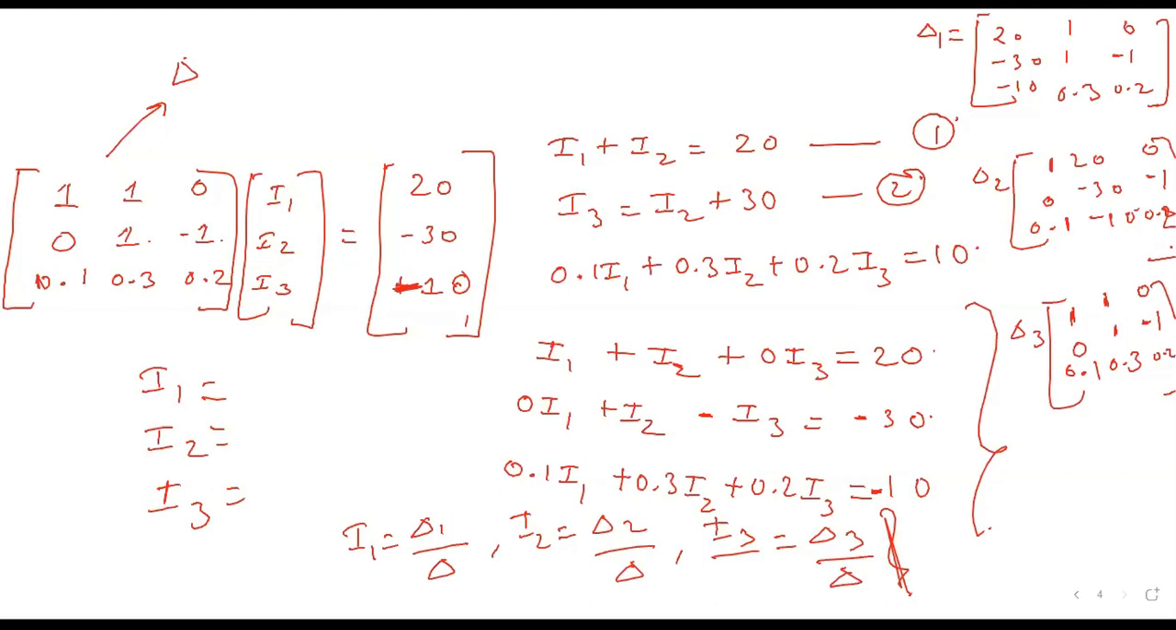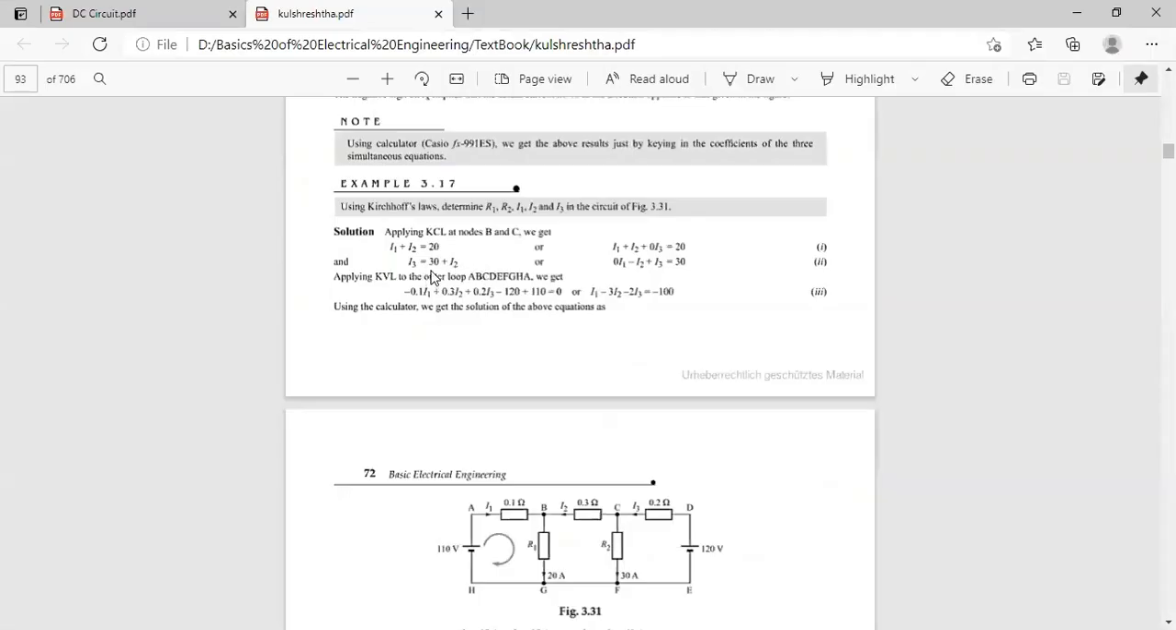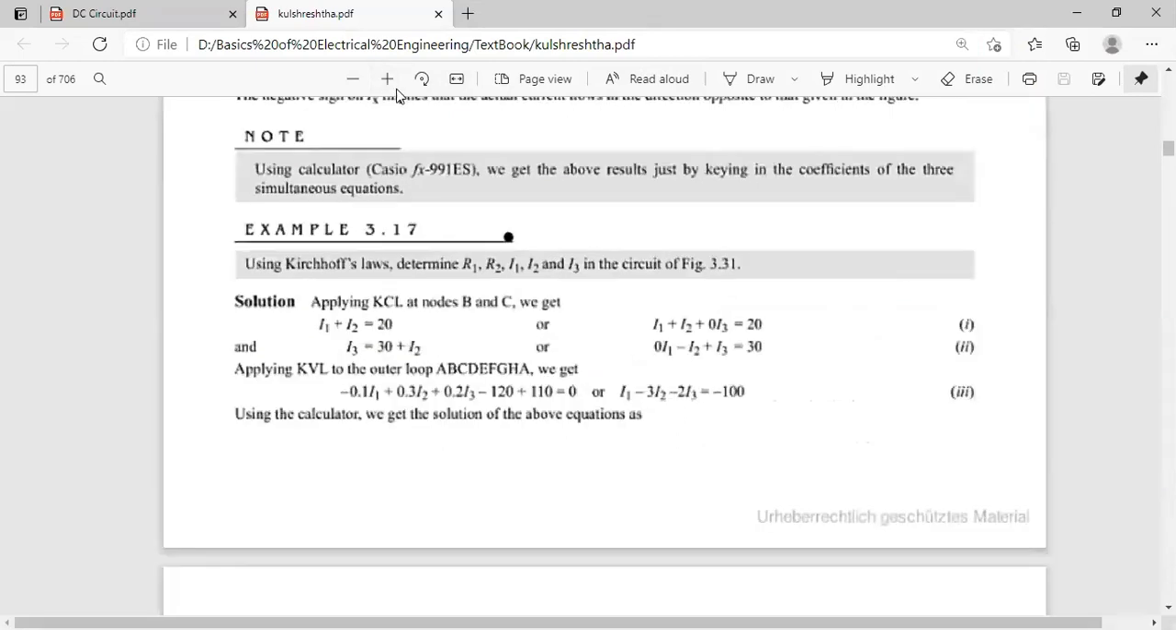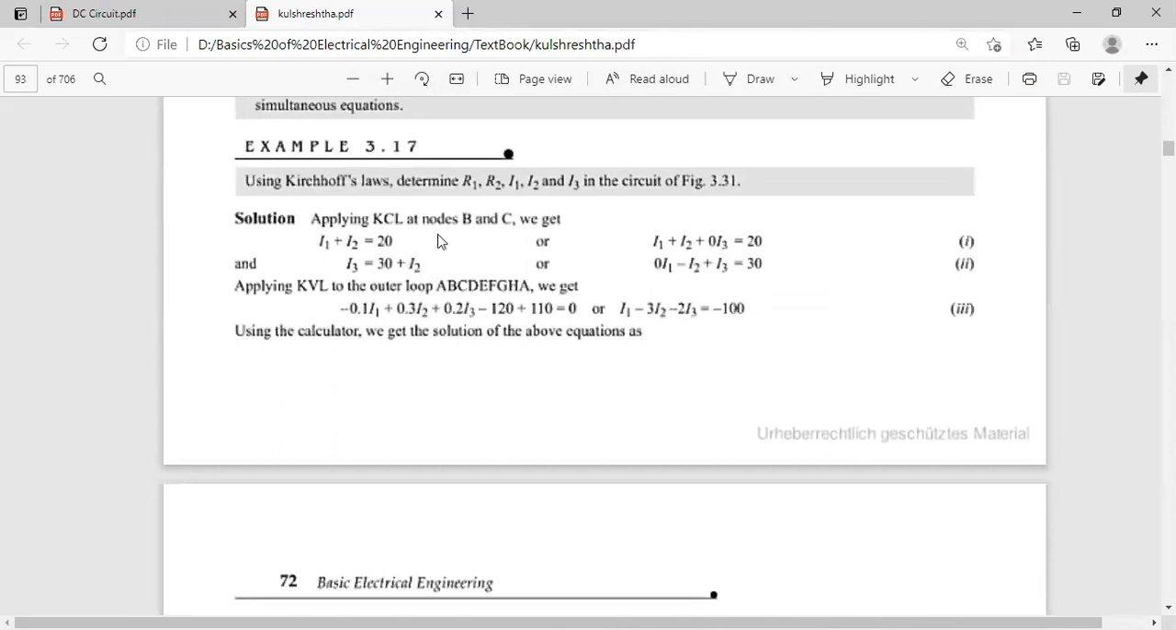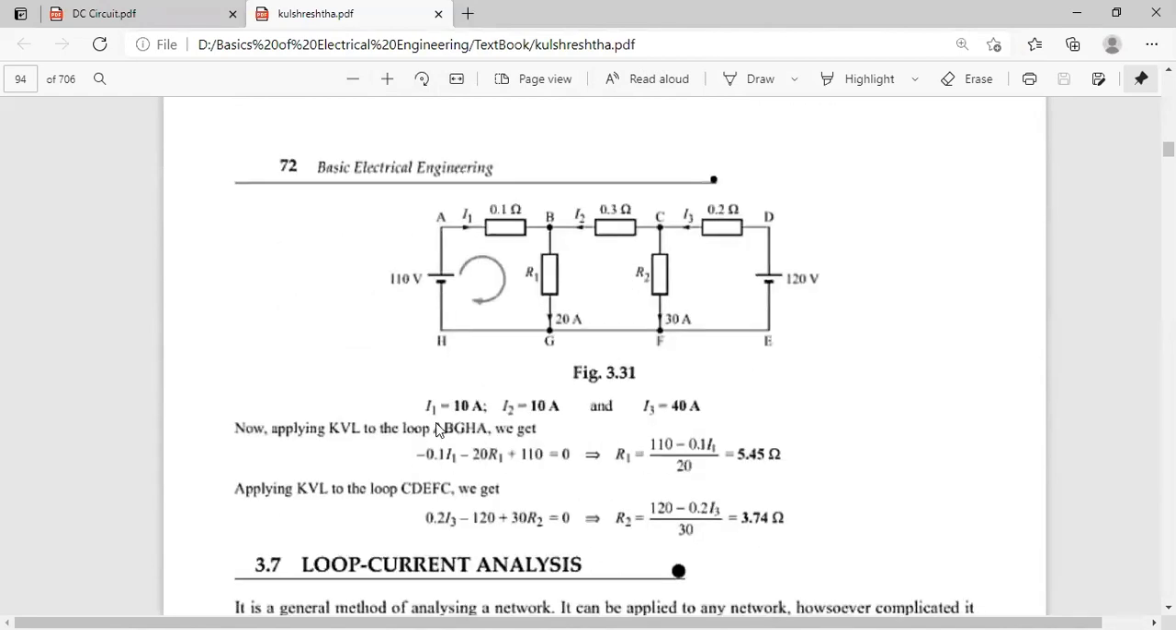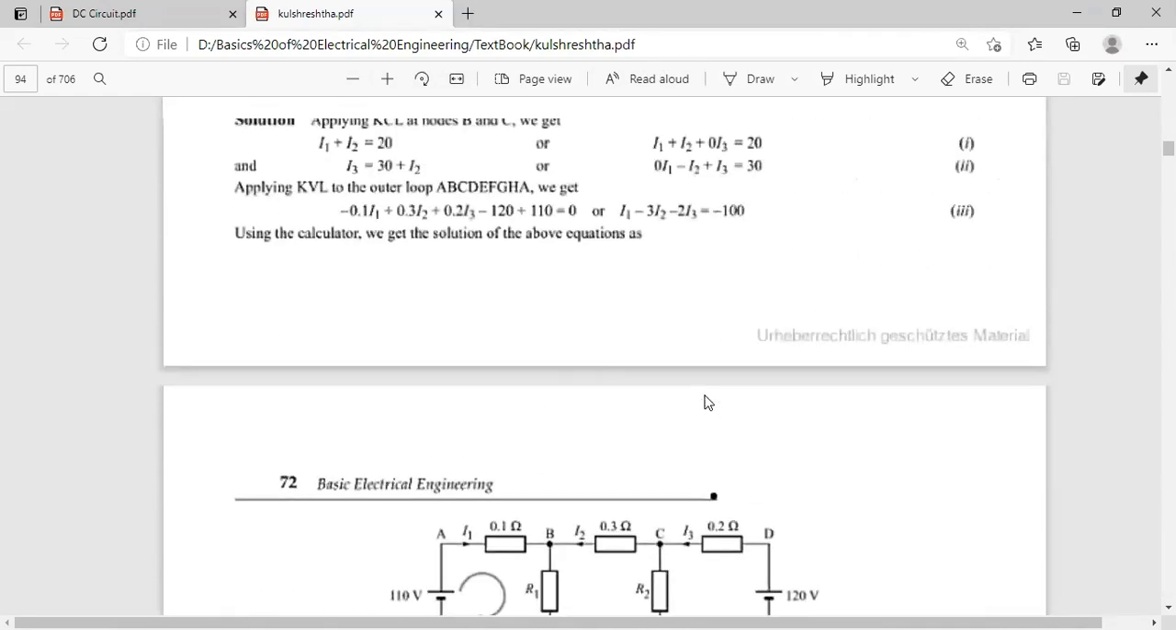So you see here, we applied KCL at node B and C both. So we have applied KCL at B and C, both the nodes. And then we apply KVL at the outer loop to get three equations. Using a calculator, if you solve this, you will definitely get I1, I2 and I3 here.